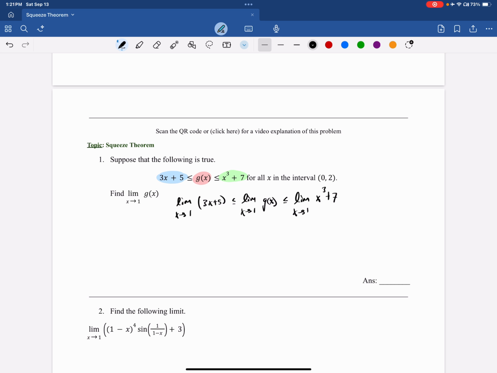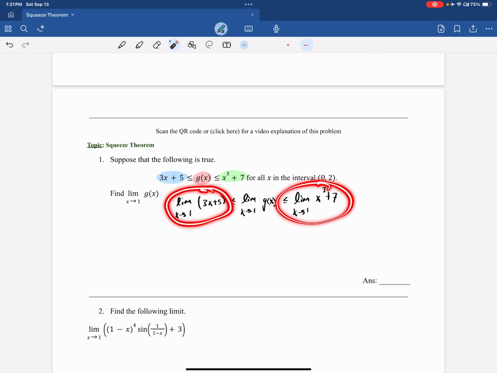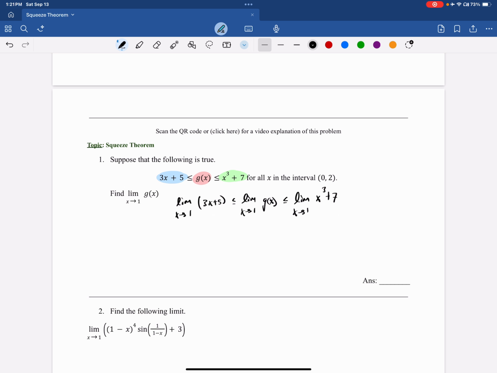So each one of these limits we're going to evaluate individually, and we're just going to use direct substitution. So we know that the limit as x approaches 1 of 3x plus 5 should be equal to 3 times 1 plus 5, which is a value of 8. Okay, so that blue one right there is going to be the value 8. Let's look at the next one.